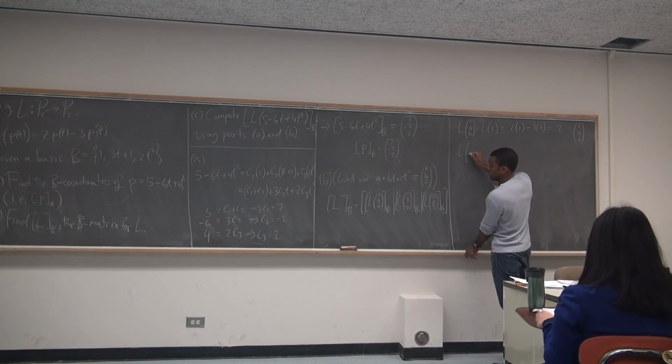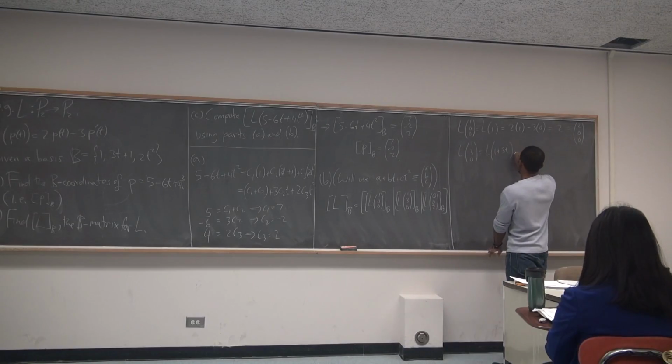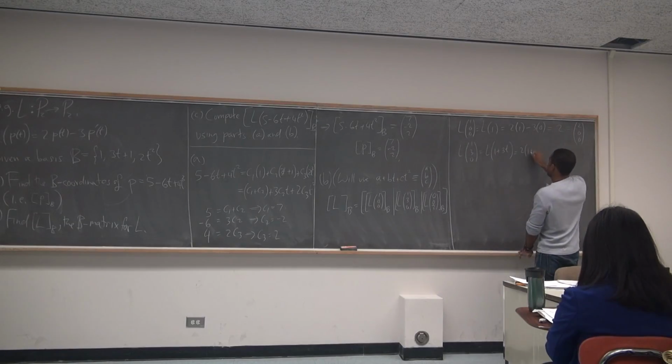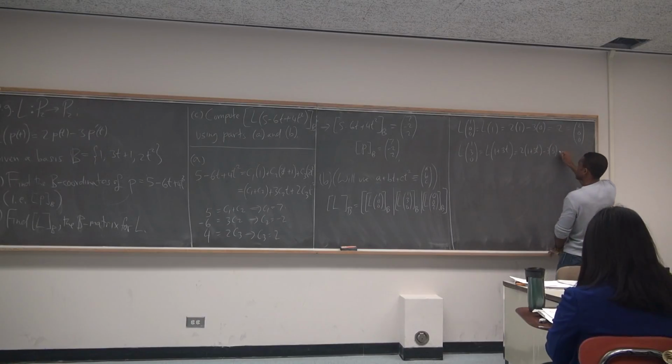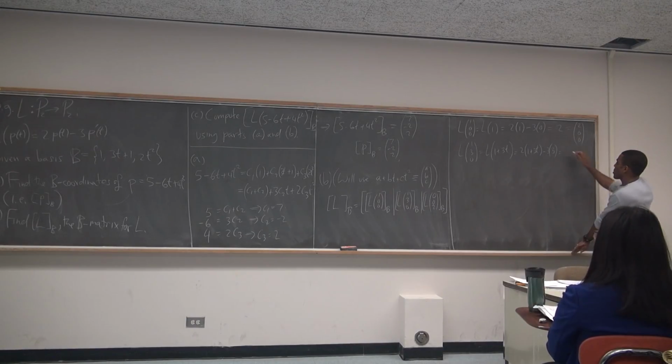L of 1 plus 3t. So it's going to be 2 times the original minus 3 times the derivative, which is 3, which is going to give me what? 2 minus 9, so minus 7 plus 6t, right? Which I can translate to minus 7, 6, 0.